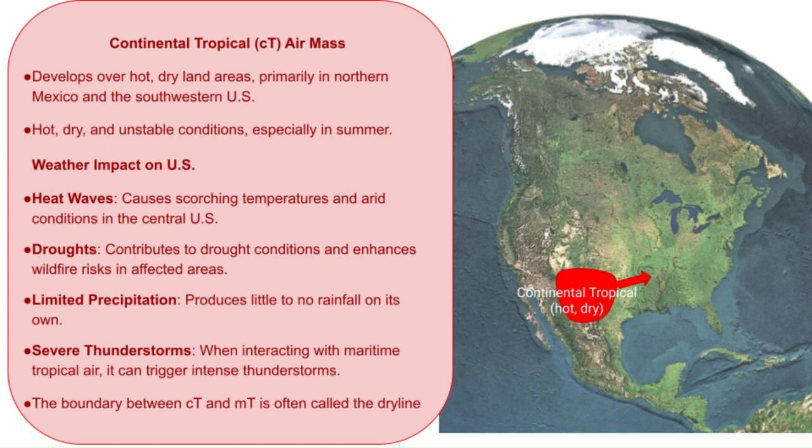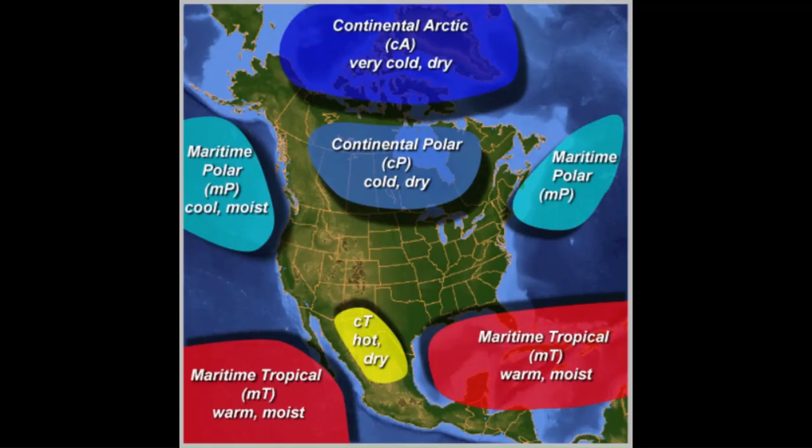The boundary between the continental tropical air mass and the maritime tropical air mass is often called the dry line. In conclusion, understanding air masses is crucial for predicting weather patterns and their impact on our daily lives.